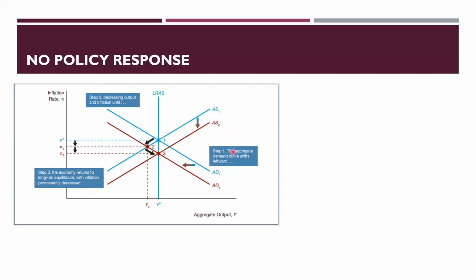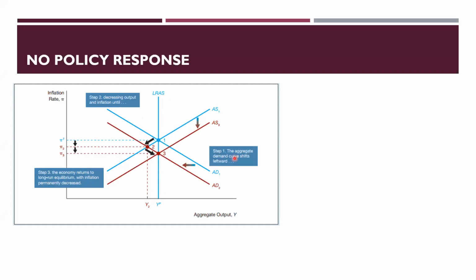So what is the first step? There is a demand shock, demand shifts inward, number 1. We are now below potential output because output decreases and inflation also decreases, until the economy returns to long-run equilibrium with inflation permanently decreased. So this is a classical approach to restoring full equilibrium.